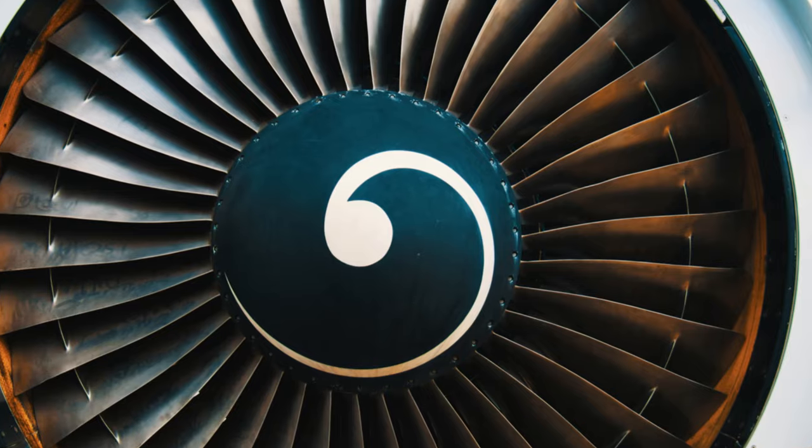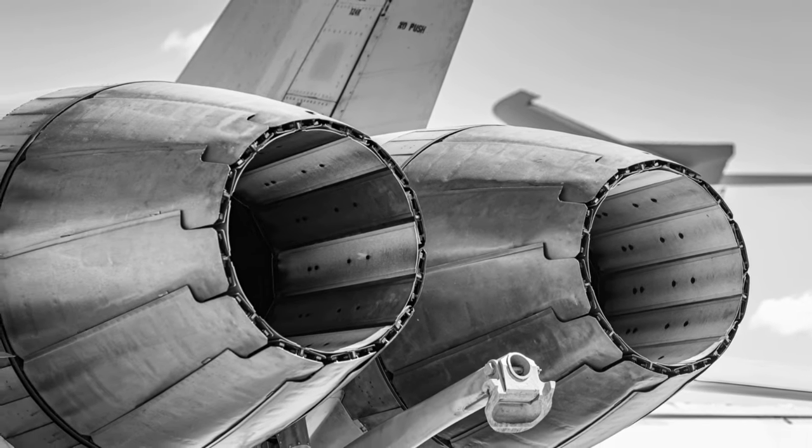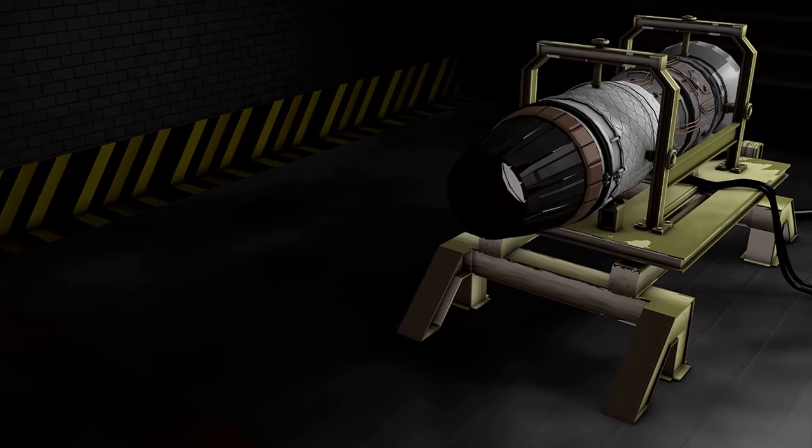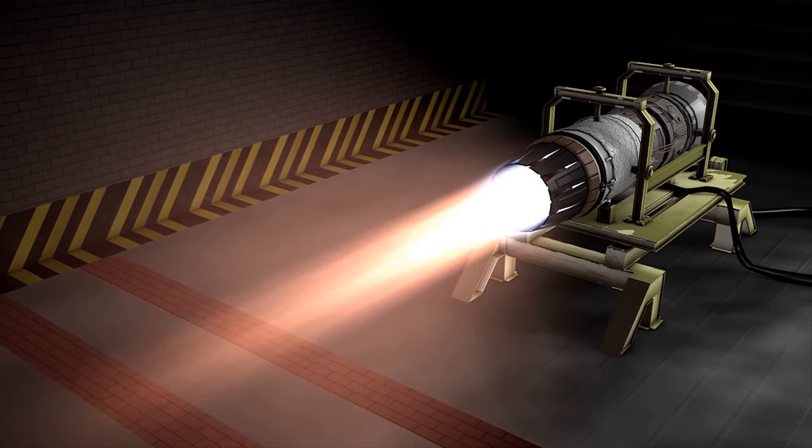Finally, we reach the nozzle. This is the narrow end of the engine where the exhaust gases shoot out. The high-speed jet of gas propels the plane forward thanks to Newton's third law. For every action, there's an equal and opposite reaction.